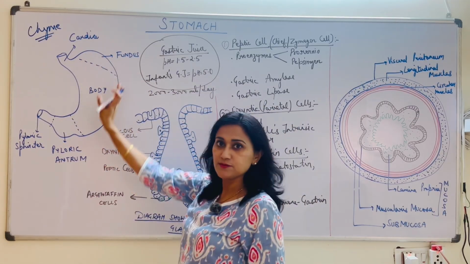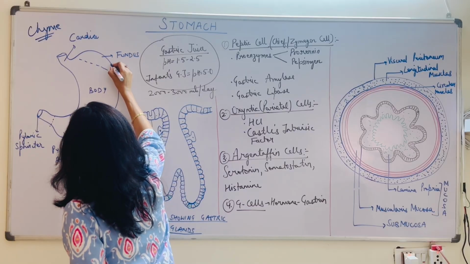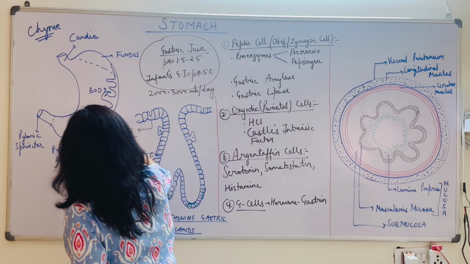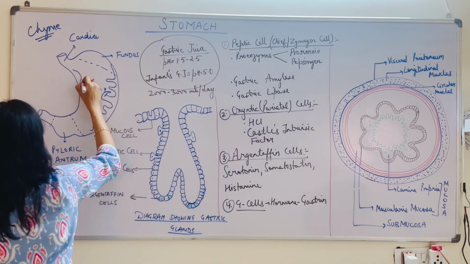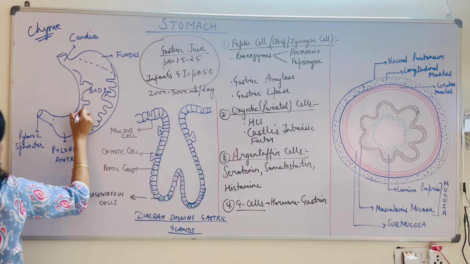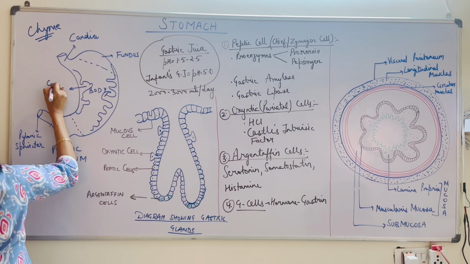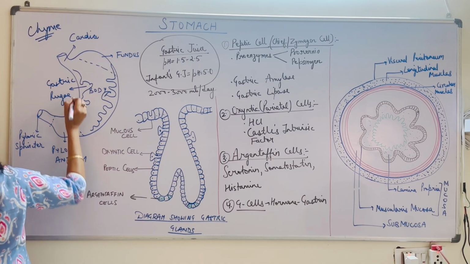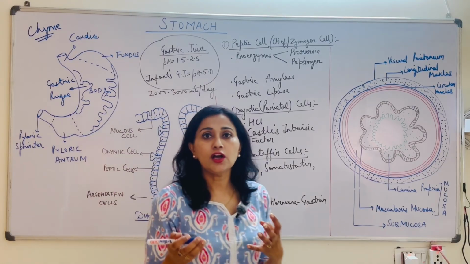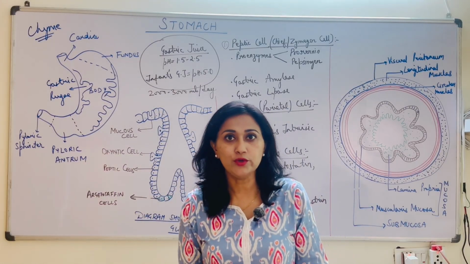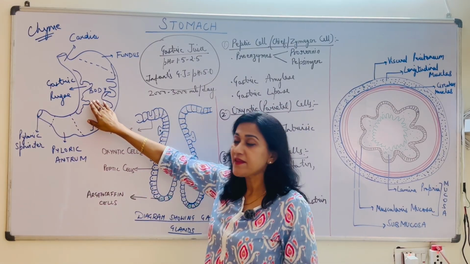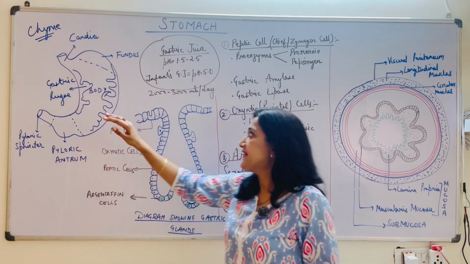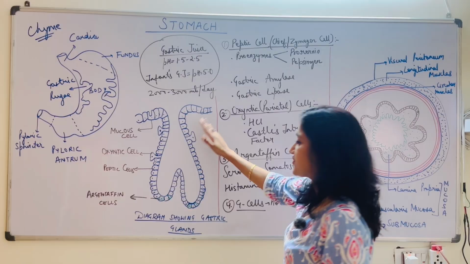As you can see, it's a small bag, and the lining of the stomach is giving a lot of infoldings, and these infoldings are there basically for increasing the surface area of the stomach. These are known as gastric rugae, so that you can accommodate a larger amount of food. So these are gastric rugae. And these gastric rugae are bearing villi, and that villi are housing the gastric glands.